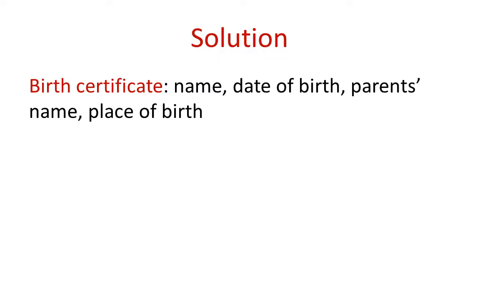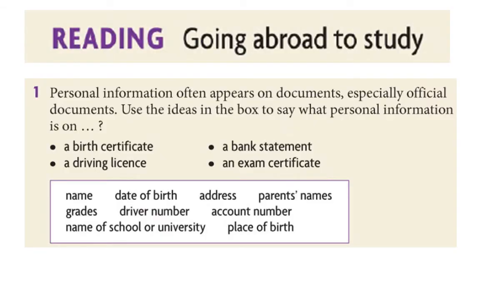Then the birth certification should contain the name of the person, date of birth, parent's name, and the place of birth, and may contain the current address of the parents. Let's go back to one and go to the second document, which is a driving license.